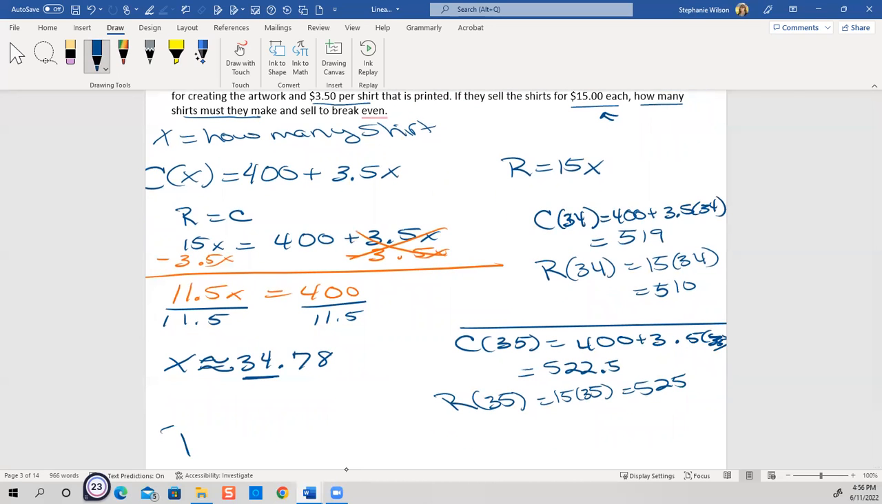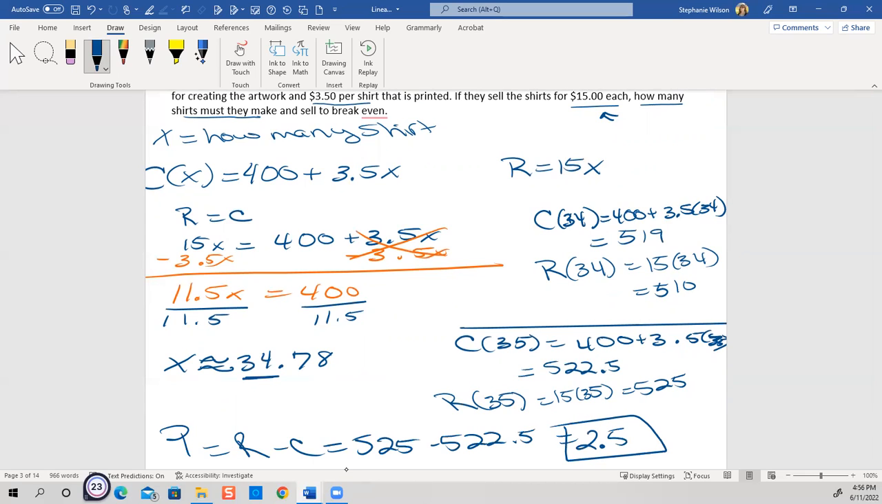So now I'm going to take that profit is equal to revenue minus cost. So I get 525 minus 522.5. I get $2.50 profit. So what does that tell me? That tells me between 34 to 35, I would get a break even, but we're not going to make a partial shirt. So yes, my answer would be 34 to 35. 35 is not exactly a break even, neither is 34. So we have to use them both in this particular scenario.